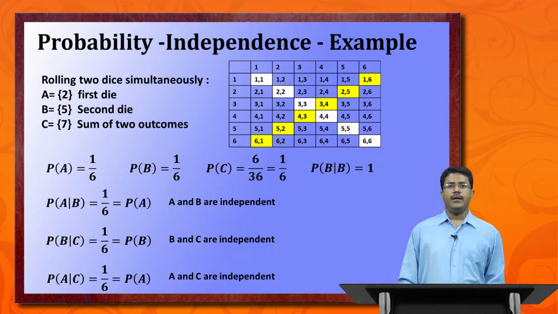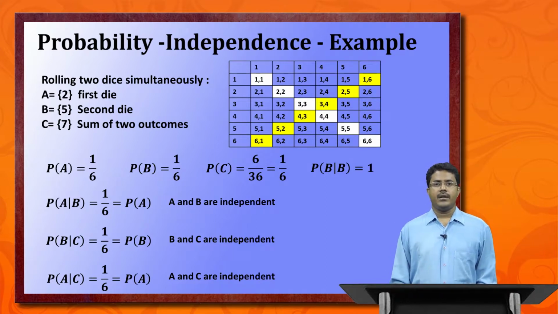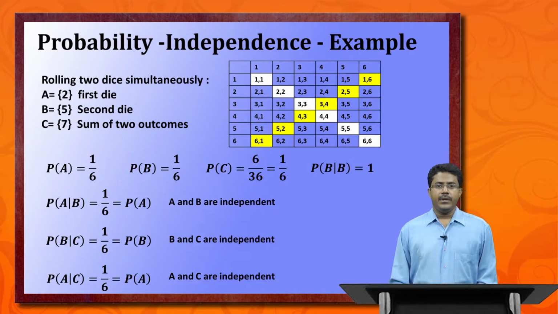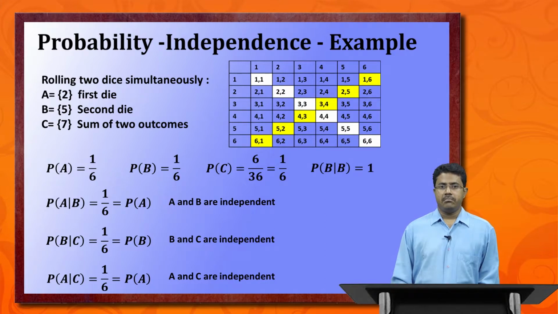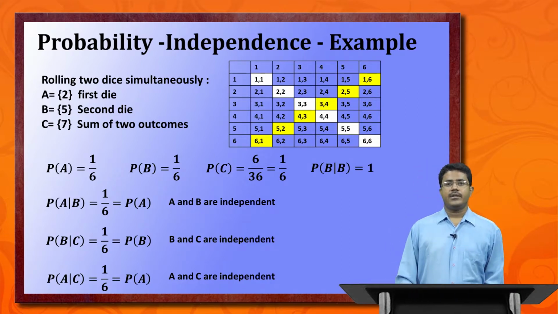Now we have to check whether A and B are independent or not. So we will find P(A given B). If B is given, then P(A) is 1 by 6 always, because B does not depend on A. So in that case, P(A given B) equals 1 by 6, which equals P(A). So it matches our condition, and A and B are independent. Similarly, P(B given C) is 1 by 6, which equals P(B). So B and C are independent. And lastly, P(A given C) is also 1 by 6. So P(A) equals P(A given C), which shows that A and C are independent.